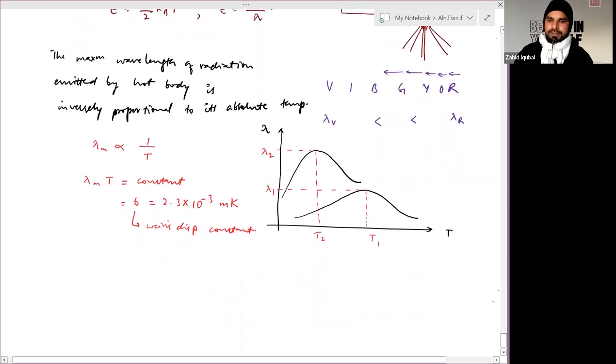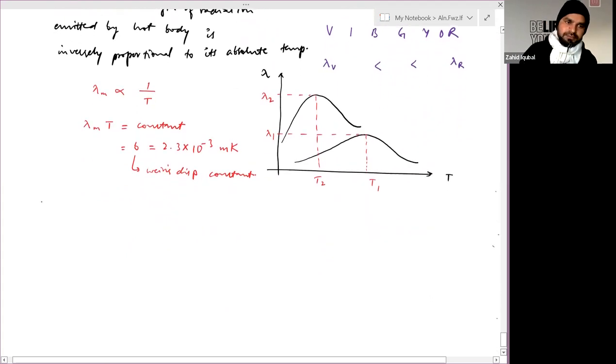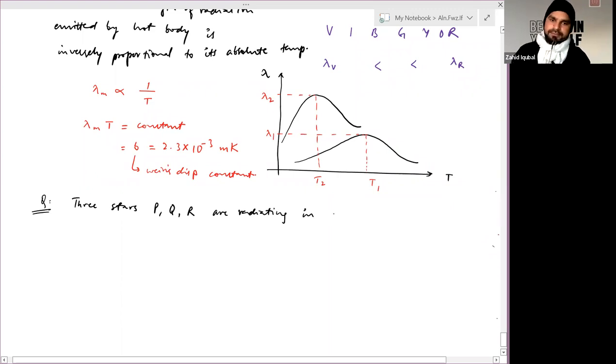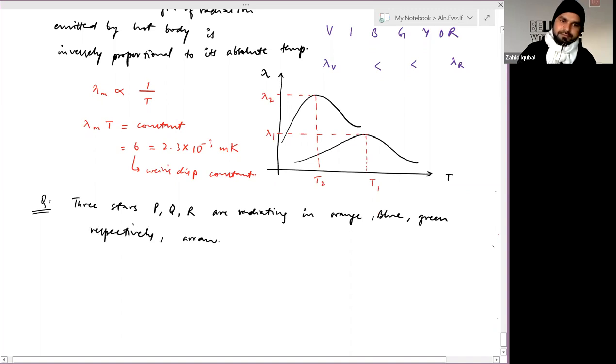Now, related to this concept, there was a question in NEET. Three stars, P, Q, R, are radiating orange, blue, green, respectively. Arrange the temperatures of their surfaces in ascending order. Try to solve.